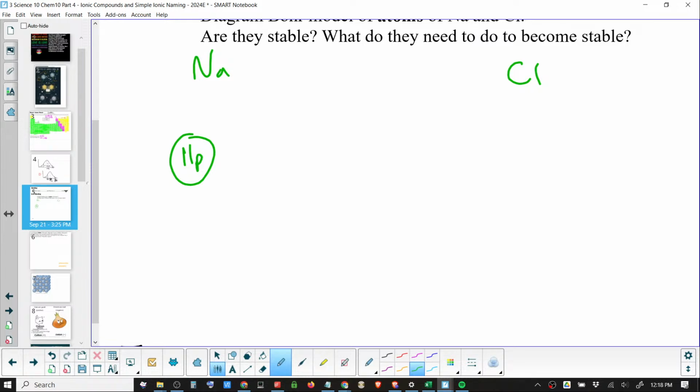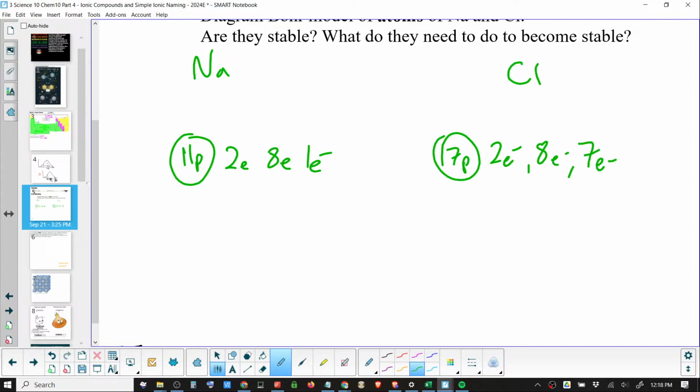Sorry, start at the beginning. Excellent. And then, what is the number of protons in chlorine? Protons? 17. 17 protons. And what's the electronic structure? 2, 8, 7. And then the question is, are these stable on their own?